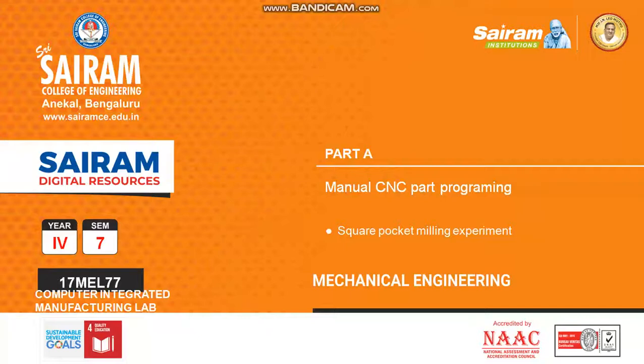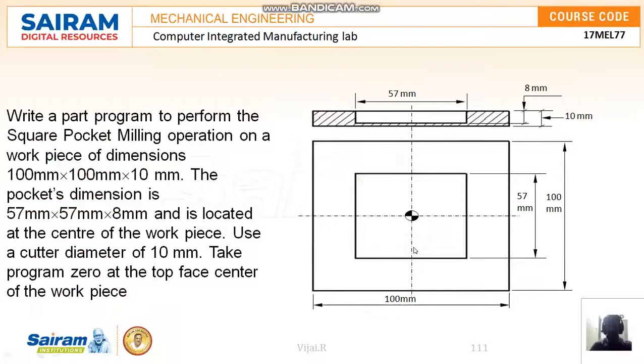Yes, in this video we are going to see about square pocket milling. The square pocket, this is how it is to be done. You can see a slab of 100 is given. In this center, a 57 mm square, 57 by 57, is given.